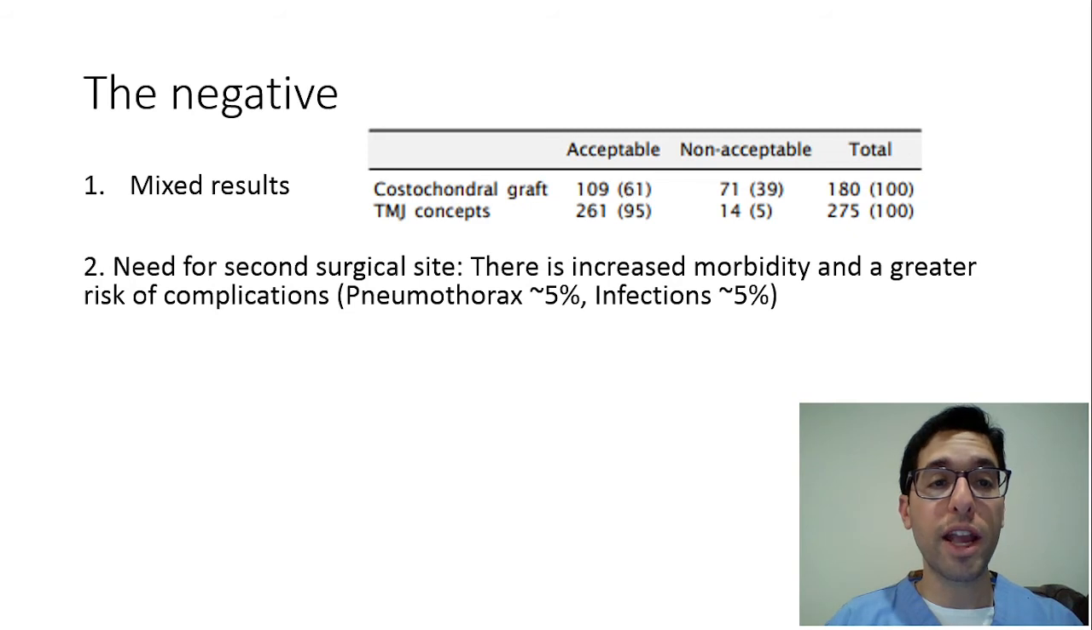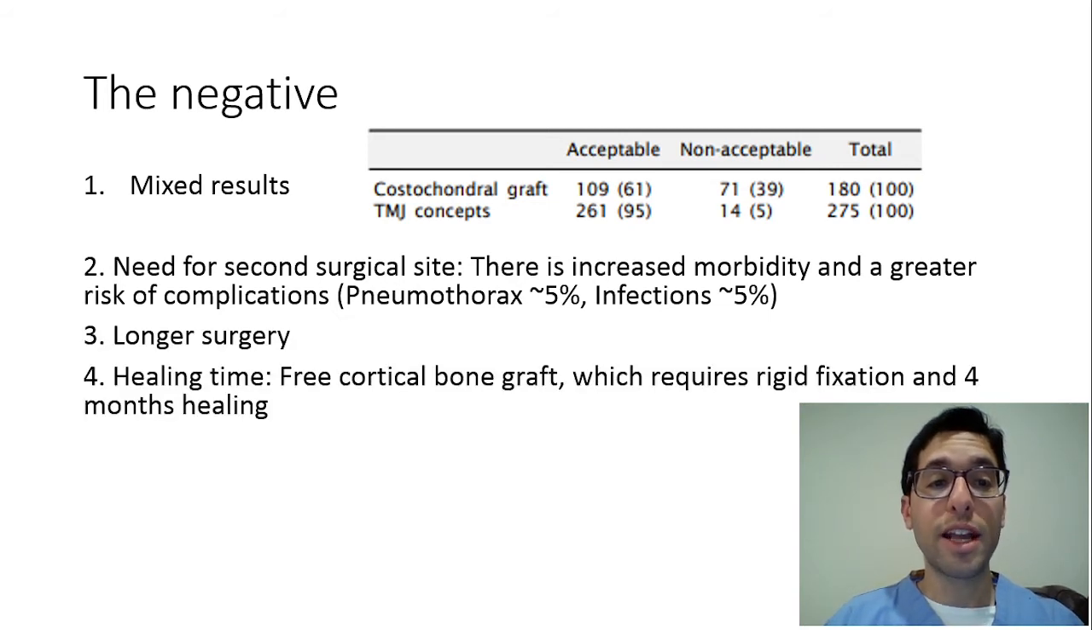A couple other negatives to mention besides the results. First off, it needs a second surgical site, and anytime you're doing another surgical site, the donor site, you could have increased morbidity. You could have pneumothorax 5% of the time, or infections. It is a longer surgery. It does require healing time, and that's going to be a problem in itself. Anytime you're doing this graft, in order to make sure the graft takes, you need rigid fixation, and you need 4 to 6 weeks of MMF.